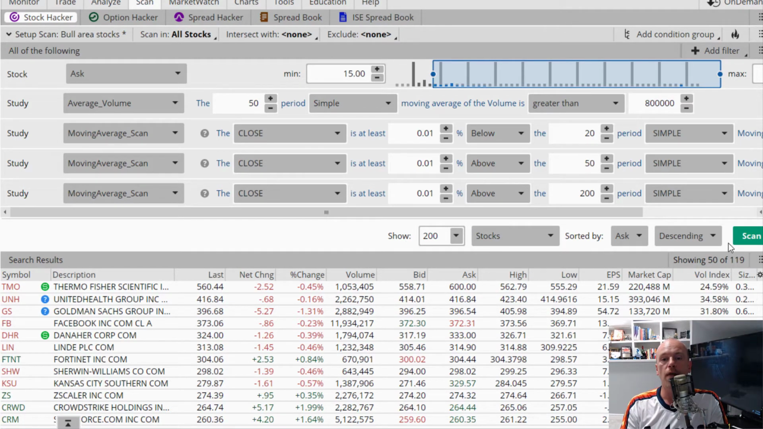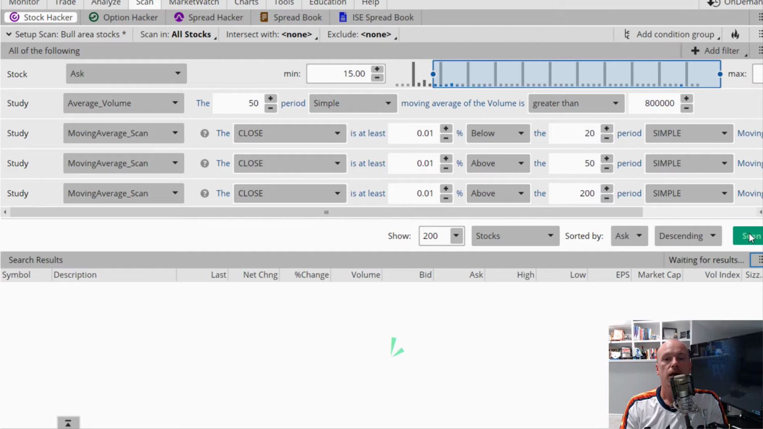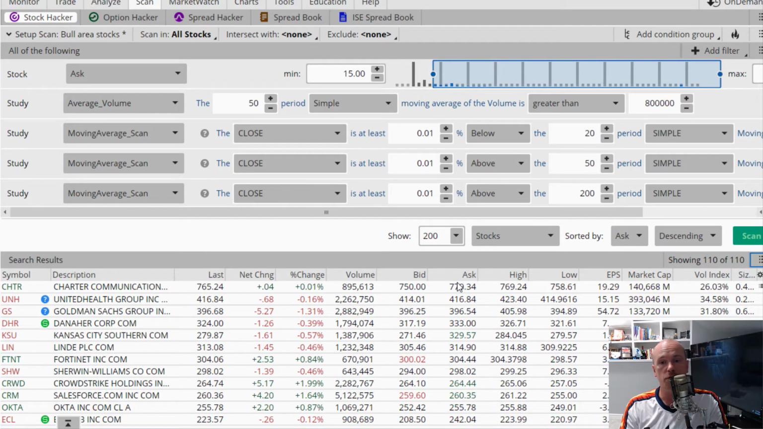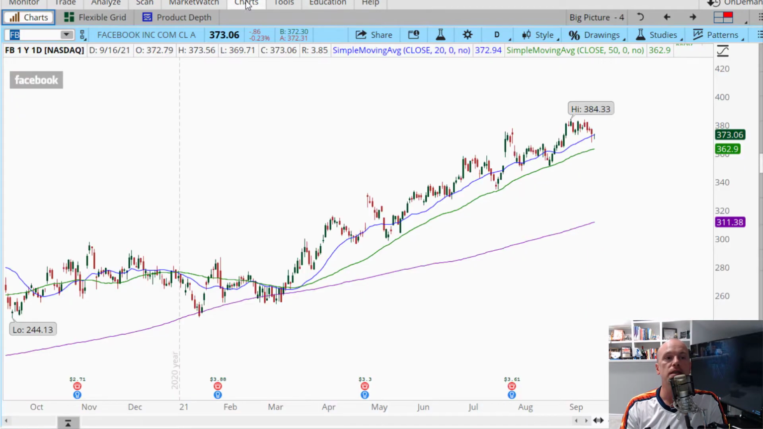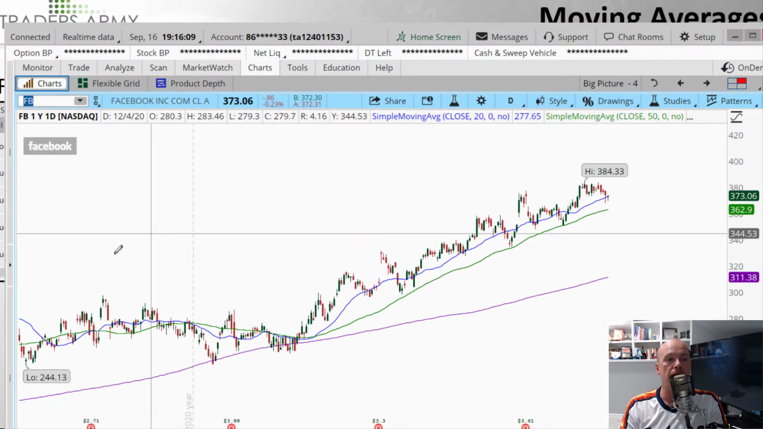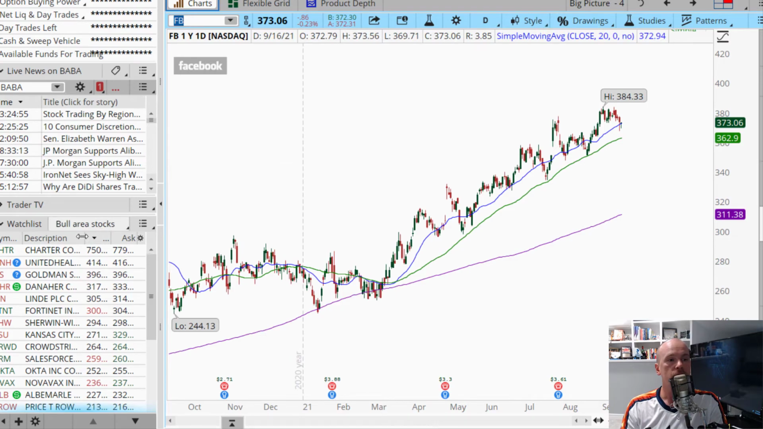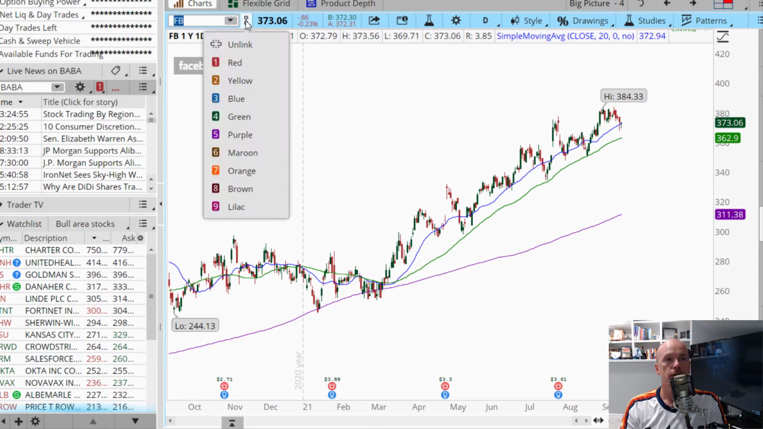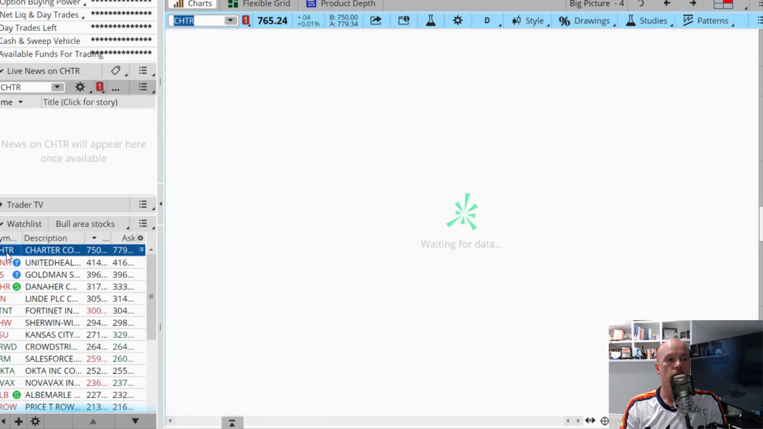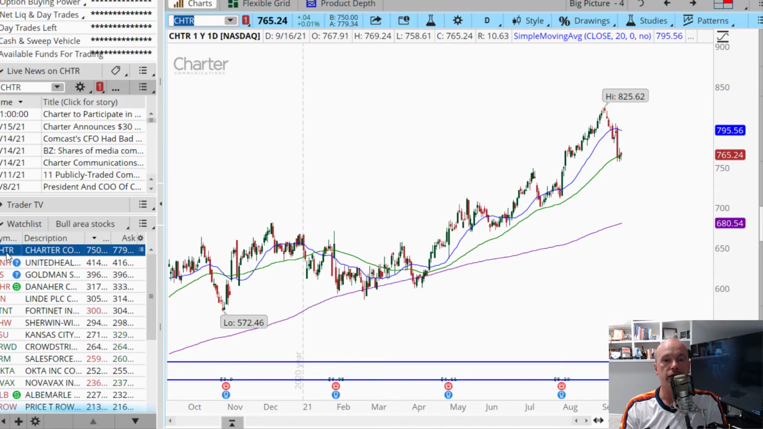But when I run that scan, it tells me I can hit the scan button, and I ran this earlier today. It gave me 119 results, but those results could have changed, showing me 110 stocks that are giving me a result. Now, what I can now do is take this list and use this list really as a watch list. So as I open this thing up and I pull up my bull area stocks, I now can go through and I look at each individual stock.